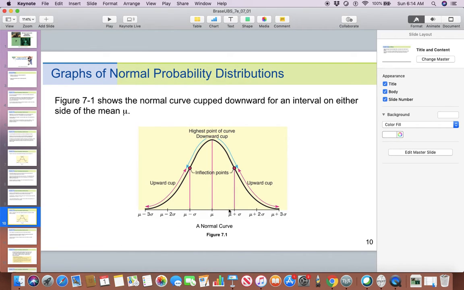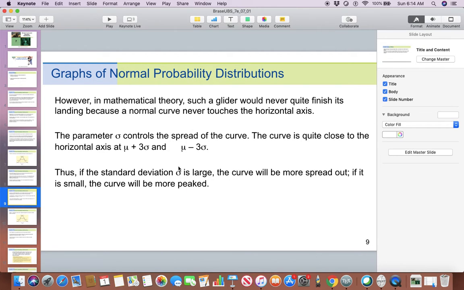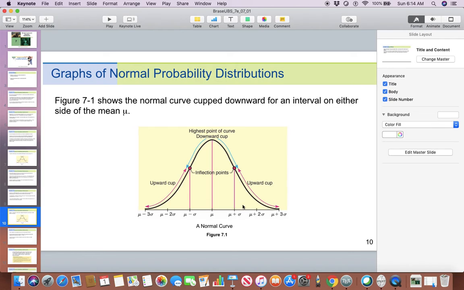Okay. So if sigma were small, that means this part would increase, because pretend you can move these vertical lines closer to mu, then that would mean this will get taller. So that's all they have said here. If standard deviation is large, the curve will be more spread out. If it is small, the curve will be more peaked. So if this comes closer, it will be more peaked. If these go farther, this curve will be more spread out.